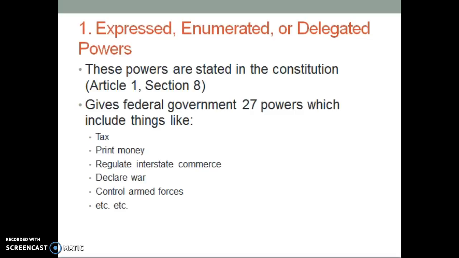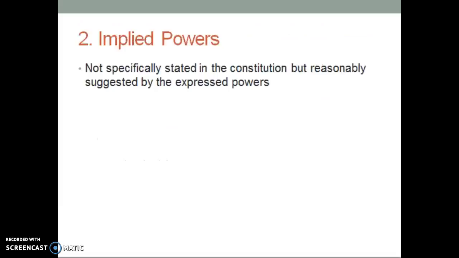Things like being able to tax the people, being able to print money, regulating trade between states, declaring war, raising and controlling armed forces. A lot of the problems that we had in the Articles of Confederation get addressed right here. And so the enumerated powers are powers that are given to the federal government.